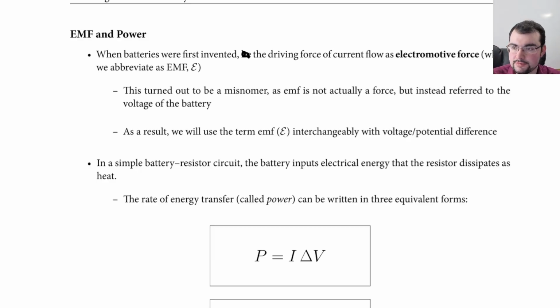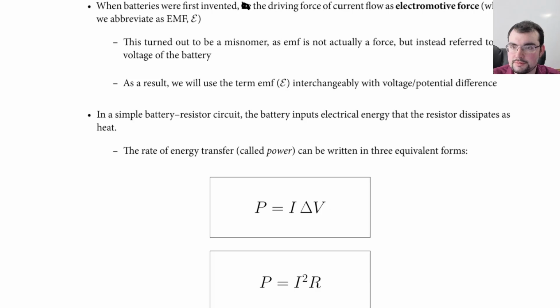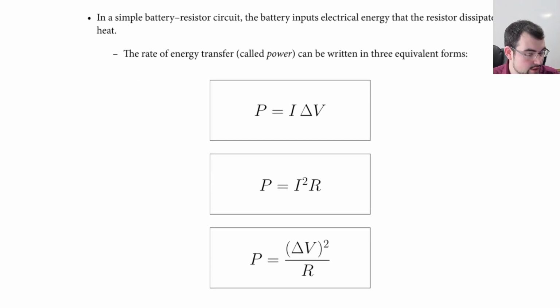There is no difference between this concept of EMF and what we've been calling a voltage. So now we can actually talk about the rate at which energy is being transferred. If it's a battery, this would be the input rate, and if it's a resistor, this would be the output rate, or the rate at which energy is being dissipated as heat.